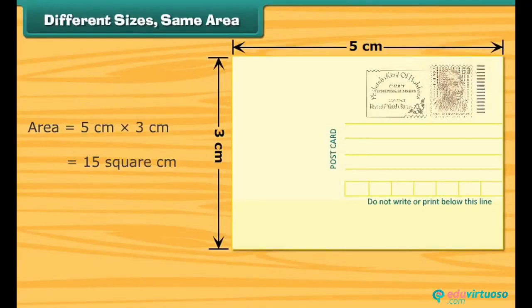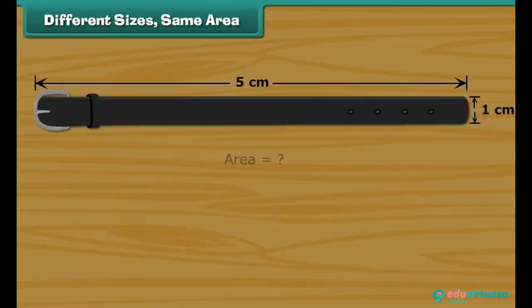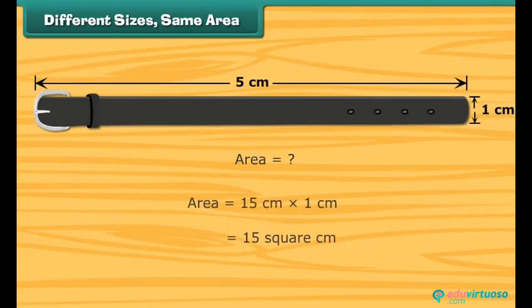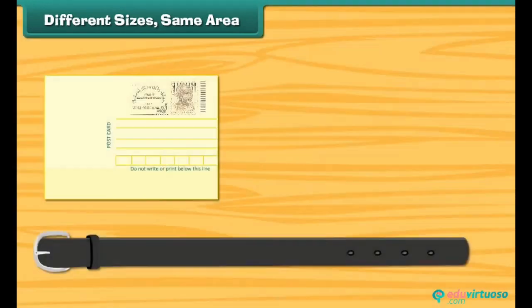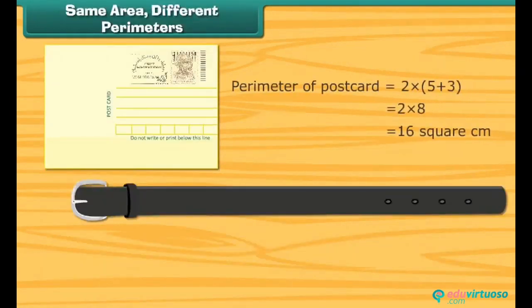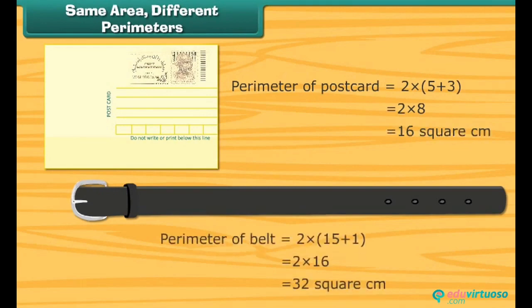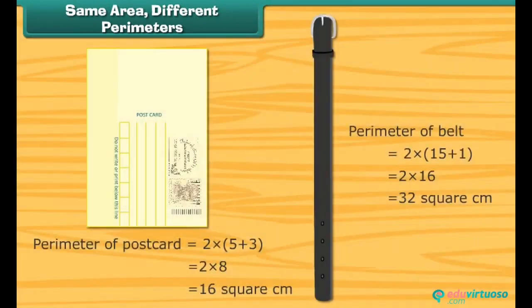Look at this postcard. Its area is equal to 15 square centimeters. What about the area of this belt? It is also 15 square centimeters. Both postcard and belt are of the same area, but their sizes are different. What about their perimeters? Do both have the same perimeters? Let us find out. Perimeter of the postcard is equal to 16 centimeters, while the perimeter of the belt is 32 centimeters. Thus, things with the same area can take different forms. The perimeter of such things can be the same or different.